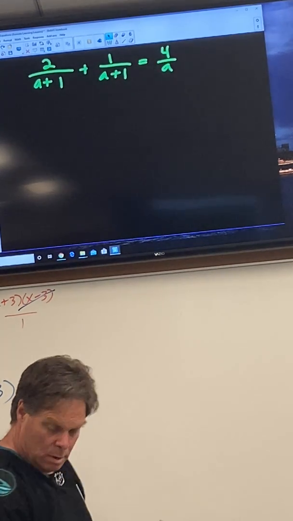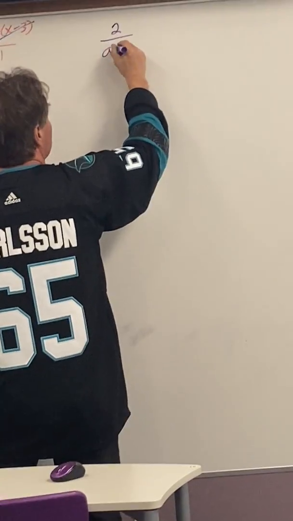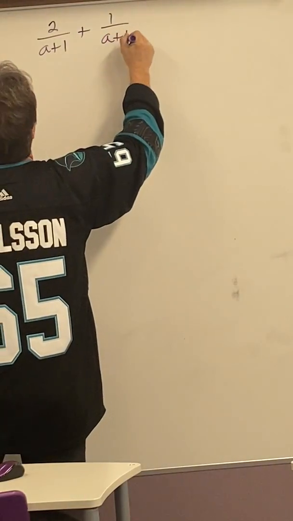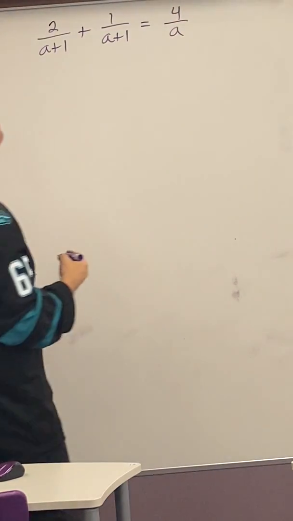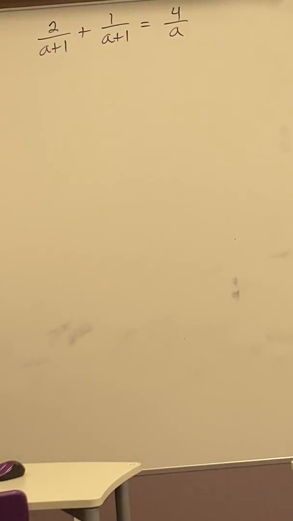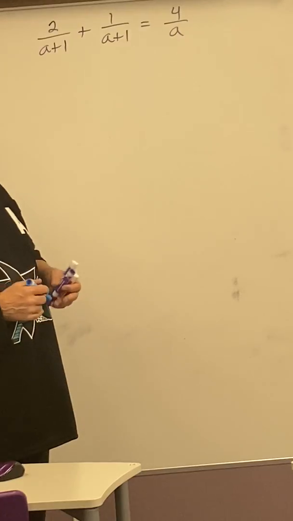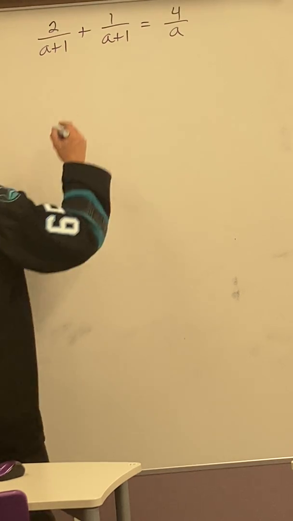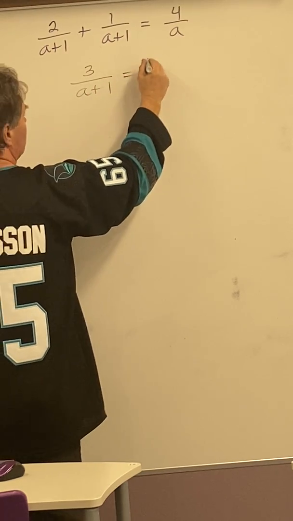Okay. It goes 2 over a plus 1 plus 1 over a plus 1 equals 4 over a. Okay, here's the deal. Now these both are the same, a plus 1 and a plus 1. So I could actually combine these together and make it 3 over a plus 1. In fact, that'd probably be the smartest thing to do here. 3 over a plus 1 equals 4 over a.